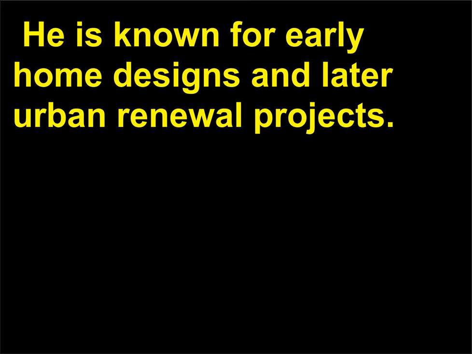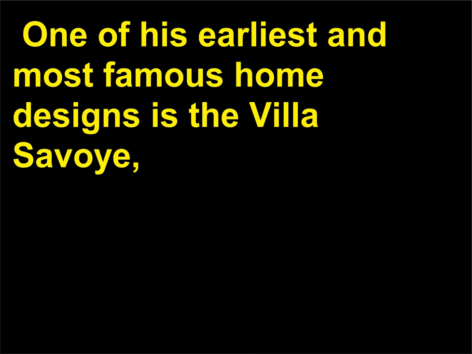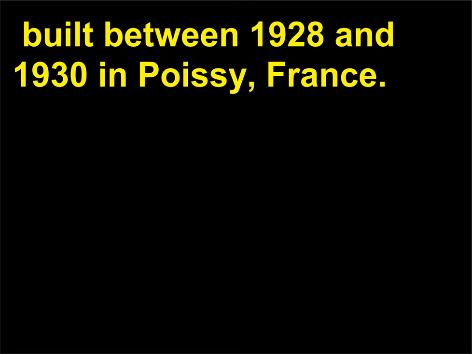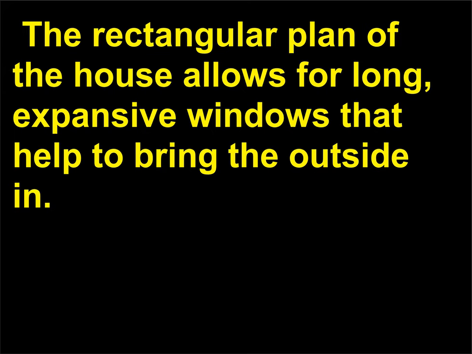He is known for early home designs and later urban renewal projects. One of his earliest and most famous home designs is the Villa Savoye, built between 1928 and 1930 in Poissy, France. The rectangular plan of the house allows for long, expansive windows that help to bring the outside in.